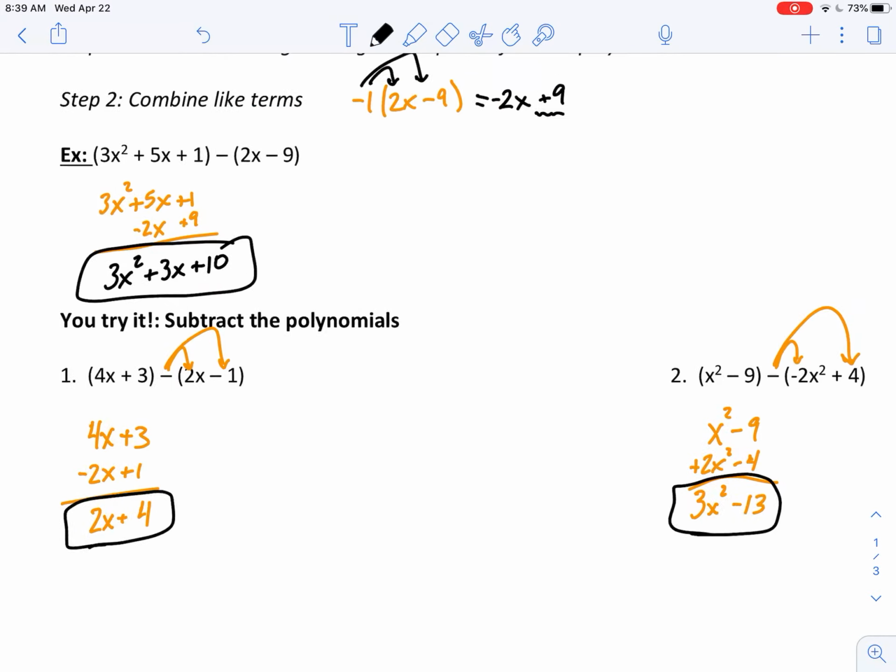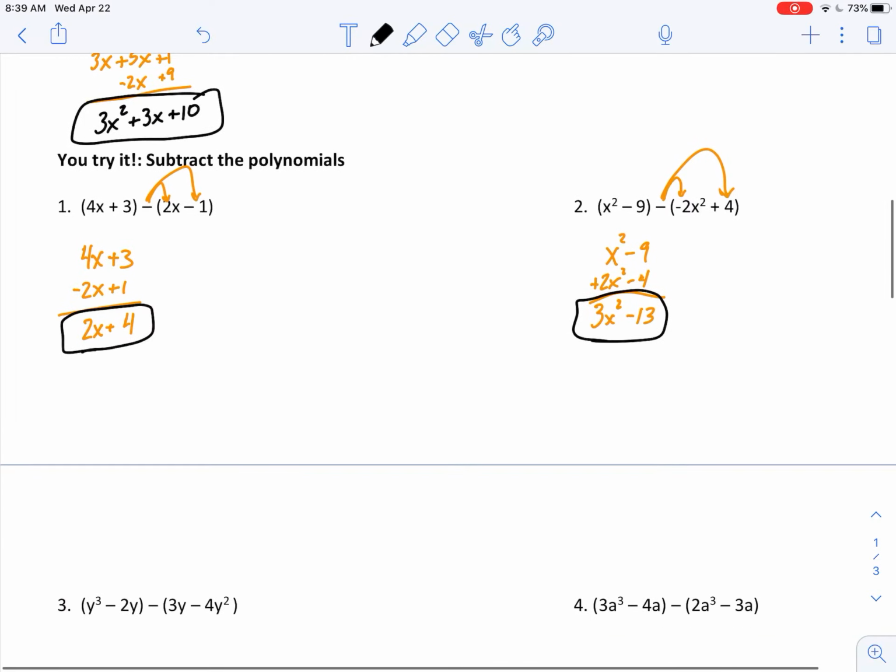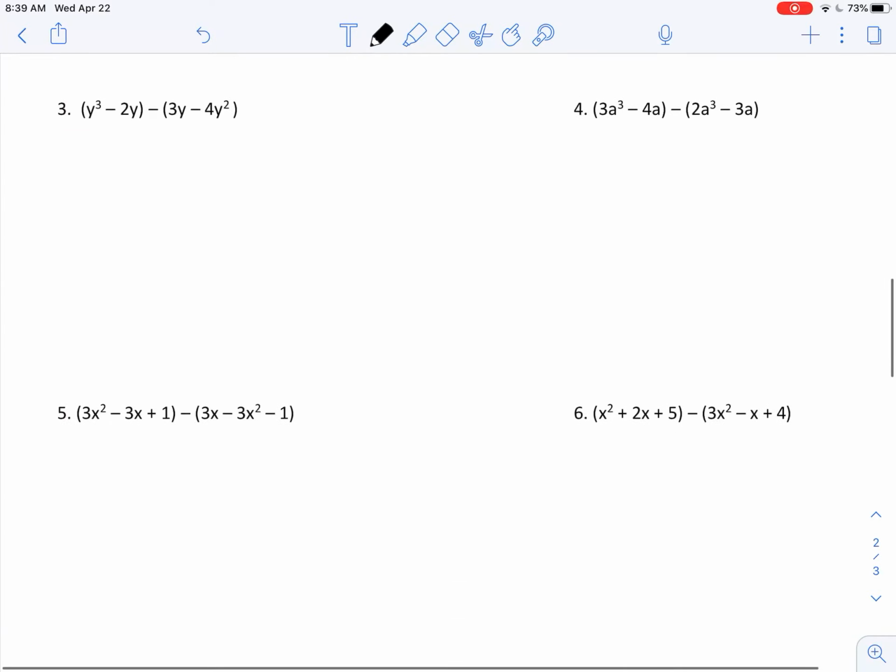If I owe you $9 and then I owe you $4 more, then I'm out $13. And 1x squared plus 2x squared is going to be 3x squared. So my final answer is 3x squared minus 13.